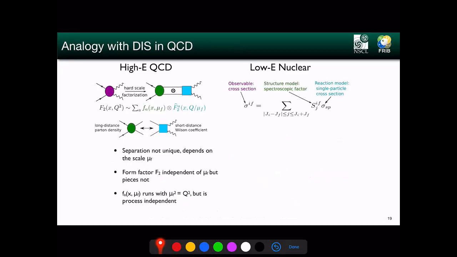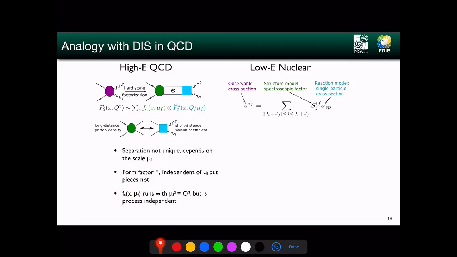Yeah, so there's kind of a nice analogy where we ultimately want to go with this nice analogy with what's done in high energy QCD, where when you look at hard scattering processes, you make analogous factorization, and this factorization scale is not unique, but nevertheless, the observable form factor is independent of how you choose the factorization scale. And then things like parton distributions, you can extract at a given scale, but it's process independent, and so it can be used elsewhere. Meanwhile, the short distance piece can be calculated in perturbative QCD.